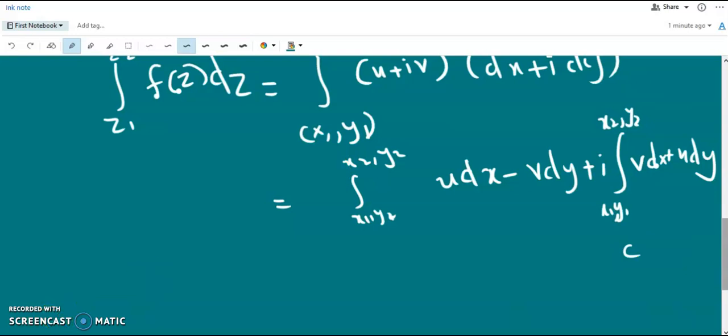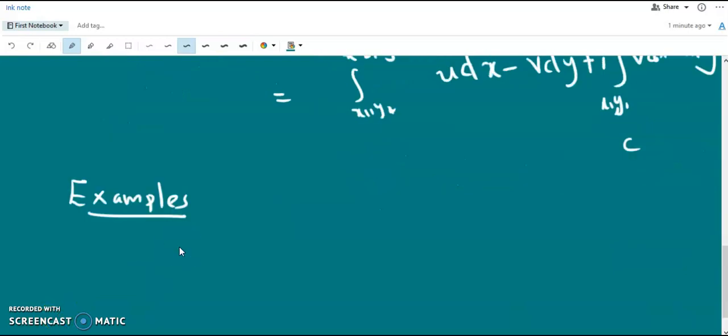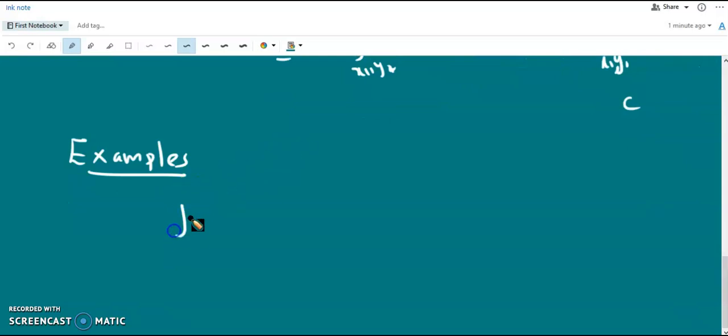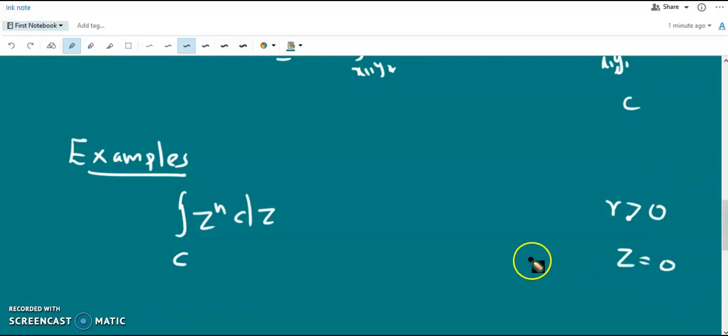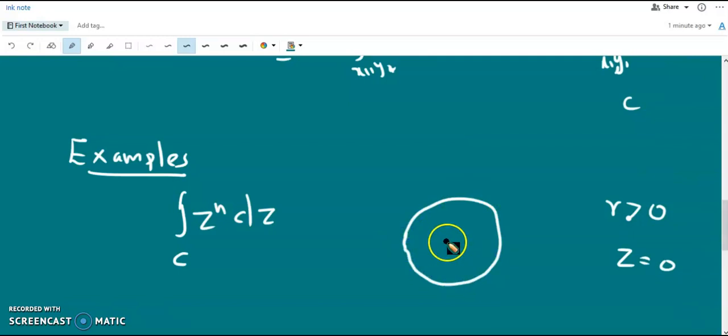So now we can do some examples. The first one is to find the contour integral of z to the power n dz over C, where C is a circle of radius r greater than 0 around the origin z equal to 0 in the positive mathematical sense. Positive mathematical sense means the anti-clockwise direction. Okay, so this is the origin and we have a circle having radius r in the anti-clockwise direction. So this is our contour C.